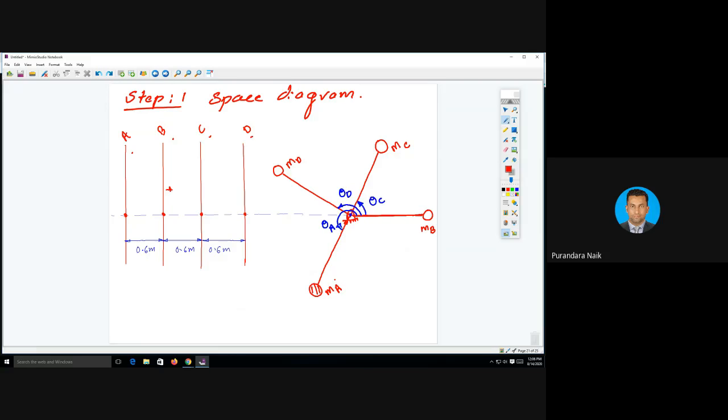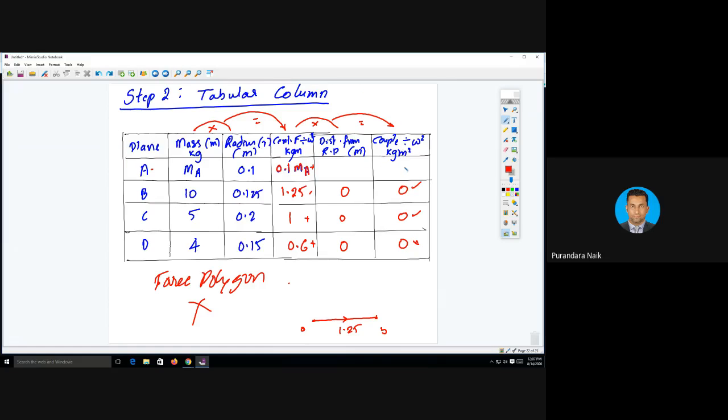So both the quantities or both the values are unknown. It's better to make A as a reference plane. If you make A as a reference plane, then the entire couple term will become 0, so the angle will become 0. No need to take the angle, because the term becomes 0, meaning no need to take it in the force polygon or couple polygon. So that's why A will become 0, so that it can go for the couple polygon.